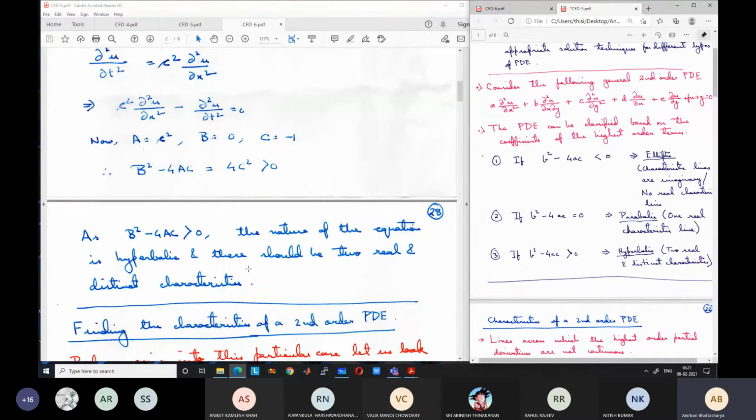But we have not seen this yet. We have just stated that there should be two distinct and real characteristics, and the nature is hyperbolic. Now again you can ask me the same question I was asking previously. Okay, it is all good and fine that you are saying that this is a hyperbolic equation, but what does it mean physically? Mathematically we are saying that this is hyperbolic. You've shown some classification, we did some calculation, and we have calculated B square minus 4AC, and we have shown that it is greater than 0. So we have to call it a hyperbolic equation.